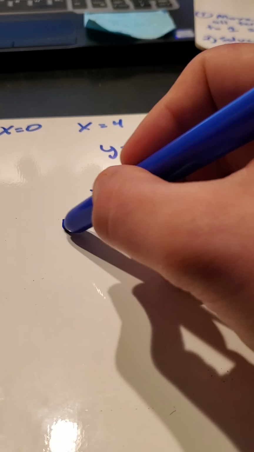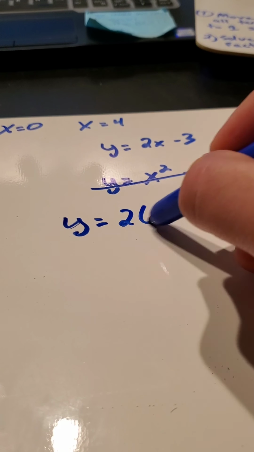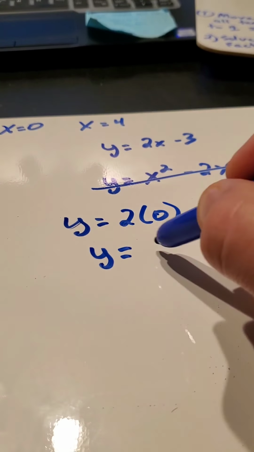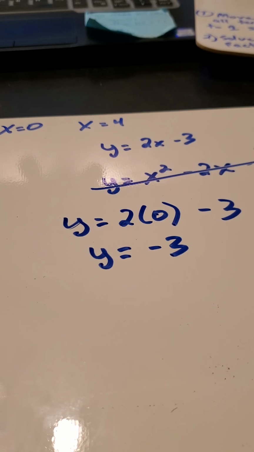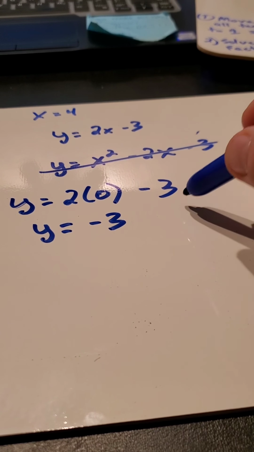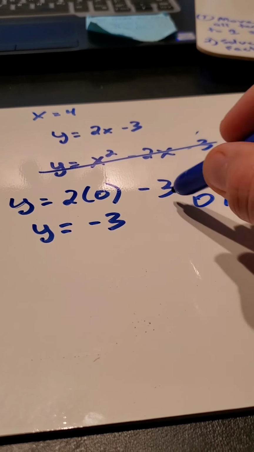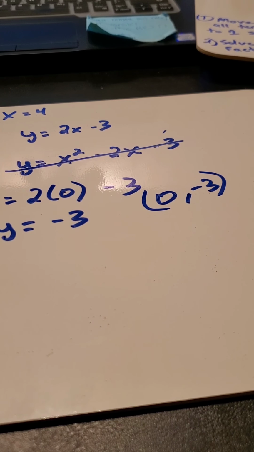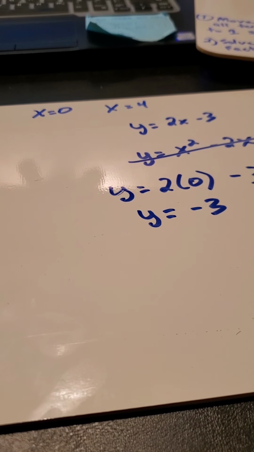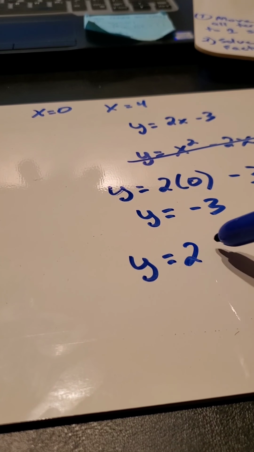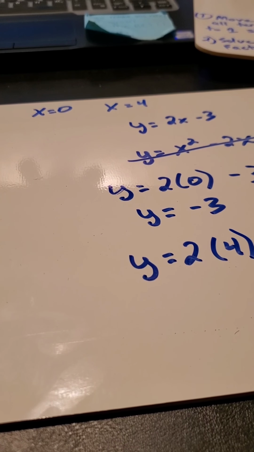If I plug in x equals 0, y equals 2 times 0 minus 3. So y in this case is going to equal negative 3. All right, so one point of intersection: when x is 0, y is negative 3. Okay, we didn't just have one solution, we had two. We also need to check when x equals 4. So 2 times 4 minus 3.